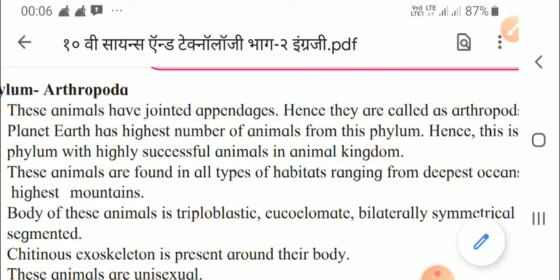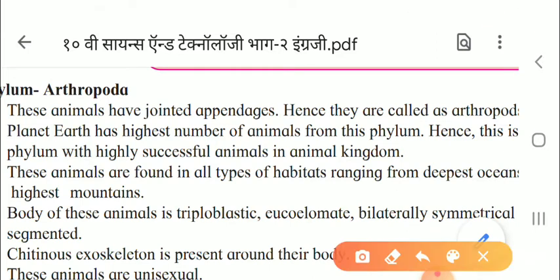So we can see here this is phylum Arthropoda. The first characteristic we will see is that they have jointed appendages. Arthro means jointed, poda means limbs. They have jointed appendages, and that is why they are called arthropods. On planet Earth, this phylum has the highest number of animals.